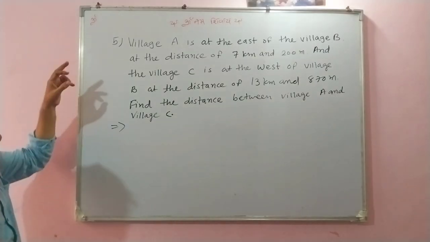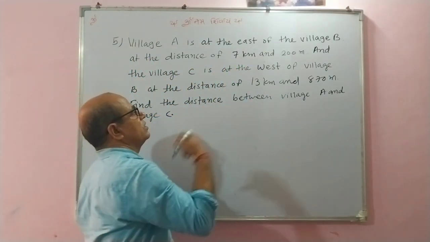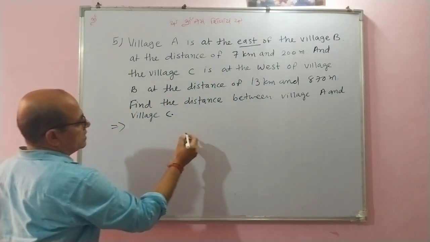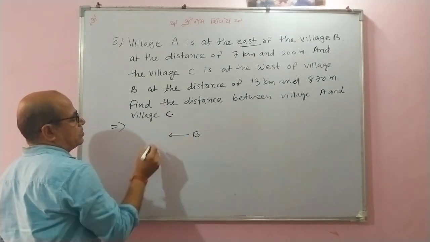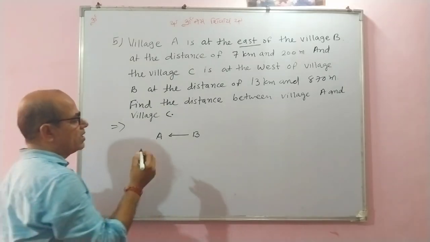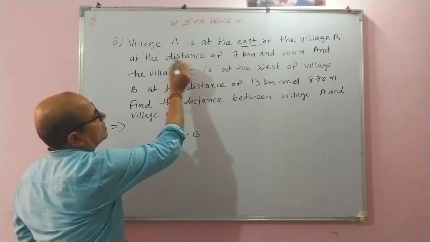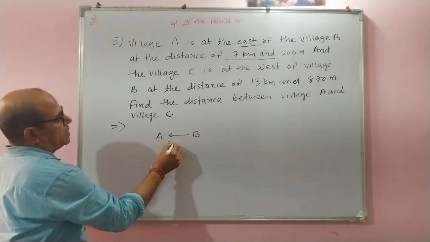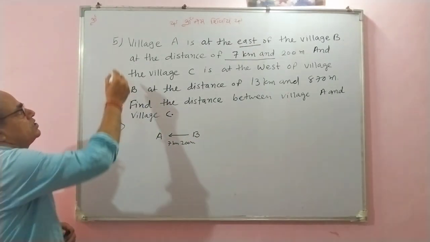The question is, village A is at the east of village B. East. And who is at the east? Village A. So where is village B? This is village B. So east means left hand side. So here we put village A. Okay, so we'll understand by the drawing. How far is it? At a distance of 7 kilometer and 200 meter. So I have written 7 kilometer and 200 meter here, right? This is the first condition.